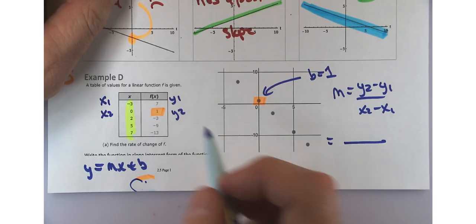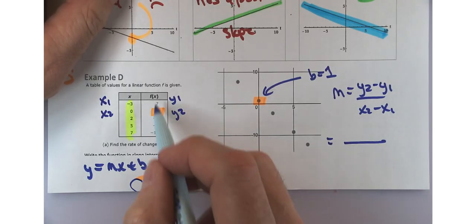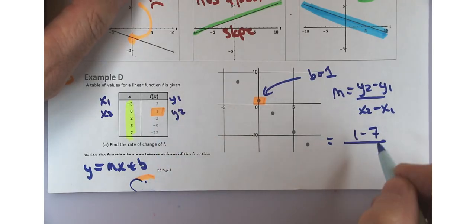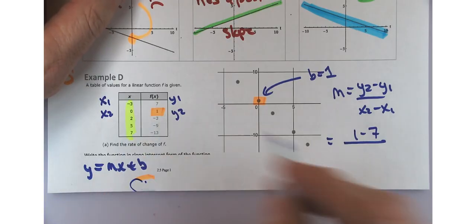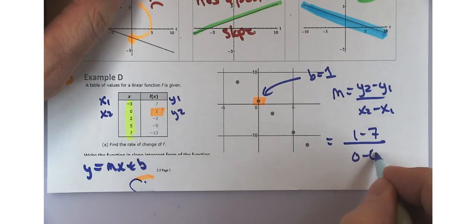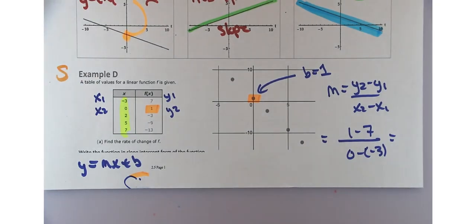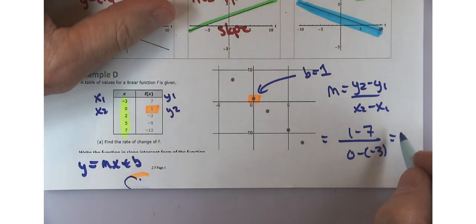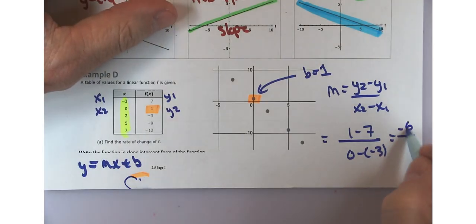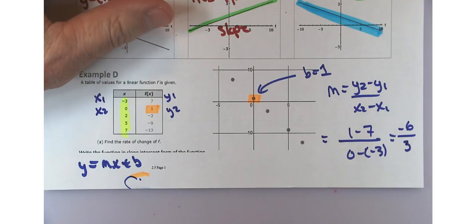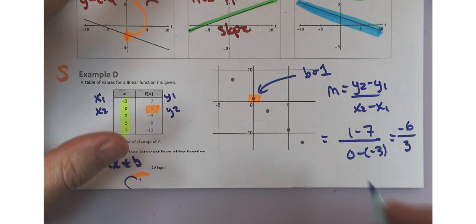Filling these things in carefully, it's going to be 1 minus 7 over 0 minus negative 3. You've got to be a little bit careful here. How's that going to simplify? Nice, thank you. Negative 6 over 3, which simplifies to negative 2.